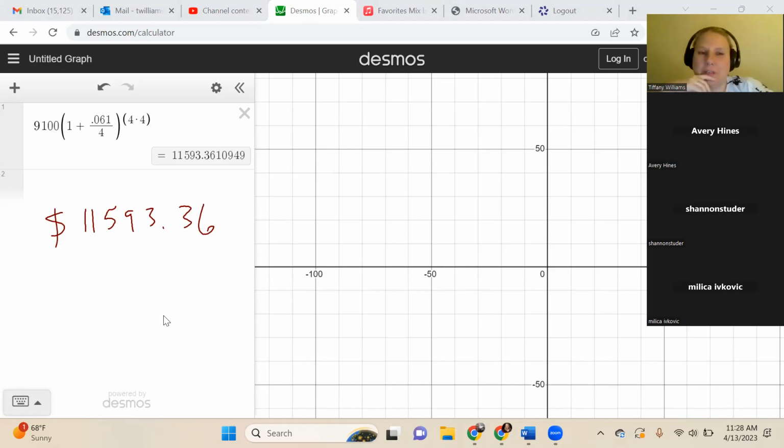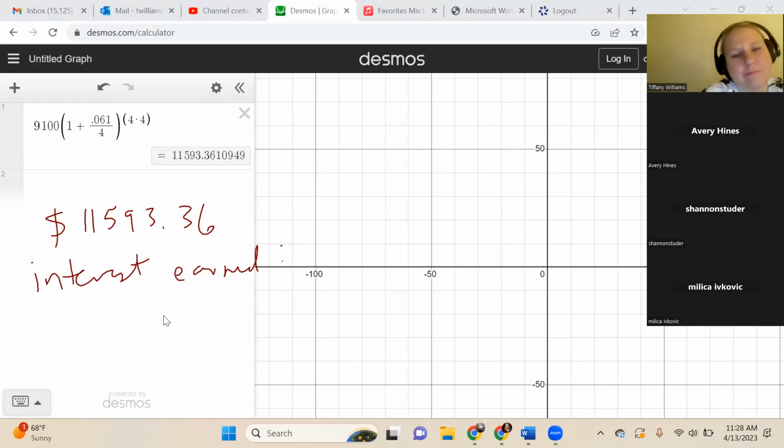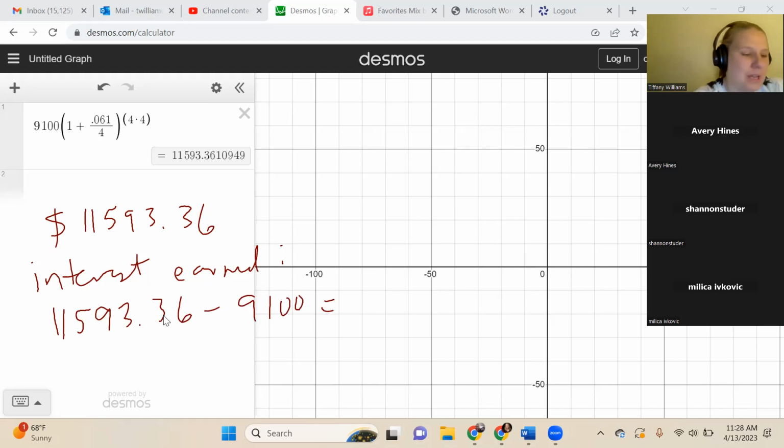How do I find the interest? So the interest earned, how would we do that? Well, I would take the compounded amount here and I would subtract from it the principal. And I would end up with $2,493.36. Ooh, I like that amount. That's a nice amount of interest earned over 4 years.